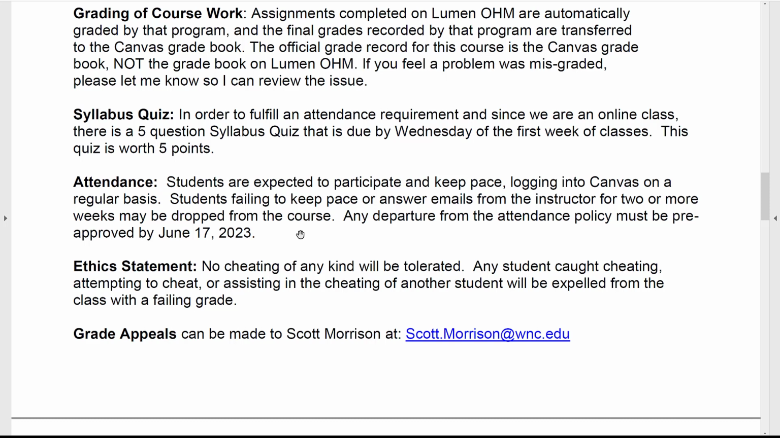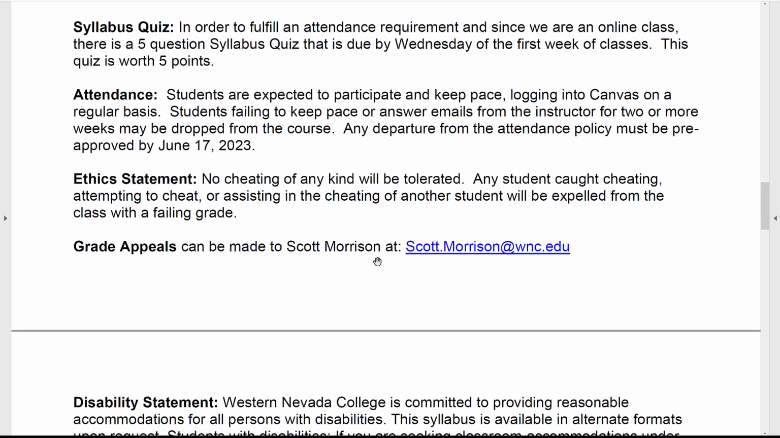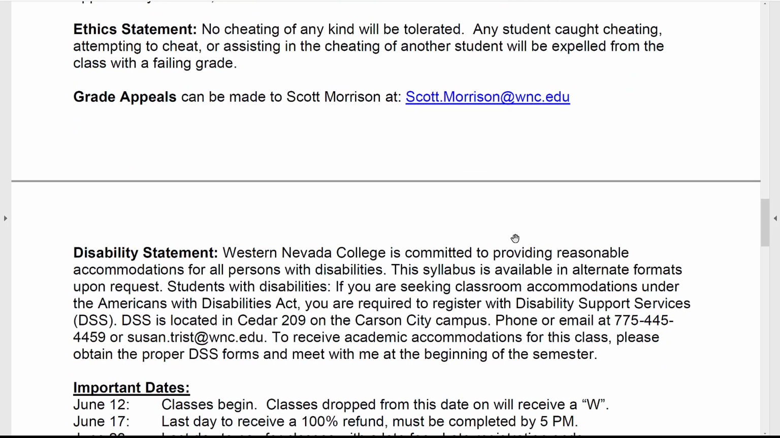Ethics statement: no cheating of any kind will be tolerated. Any student caught cheating, attempting to cheat, or assisting in the cheating of another student will be expelled from the class with a failing grade. Grade appeals can be made to Scott Morrison, and there's his email address. If there's a grade issue, though, contact me, because there could be just a clerical mistake. That happened recently, and I fixed it, submitted a grade change, and everything worked out for everybody. But if you feel like something wasn't fair on my end after we've met, feel free to go to my director, Scott Morrison, and he can work with you and me to figure things out.